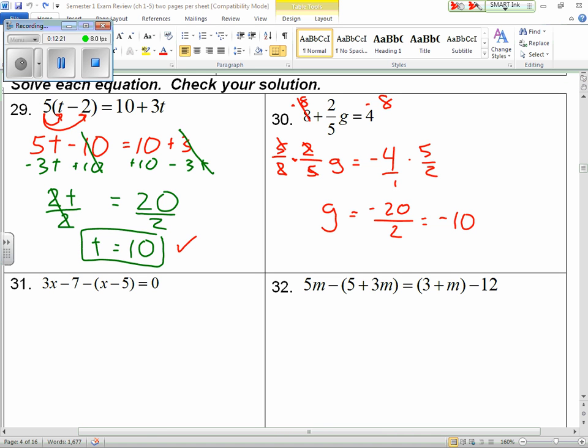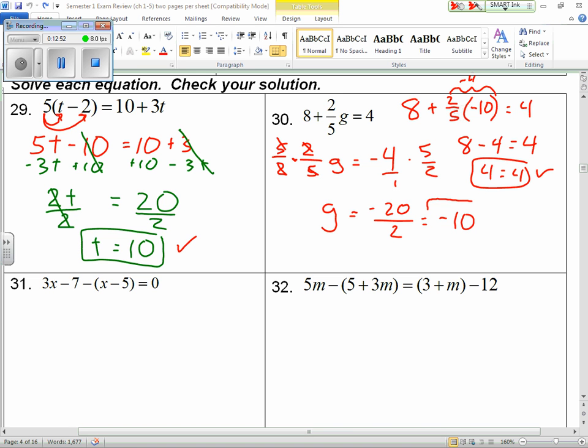Let's plug it back in and see. Is 8 plus 2/5 of -10 equal to 4? Well, what's 2/5 of -10? Tap it in your calculator. You should get -4. So you should get 8 minus 4. Does that equal 4? Yeah, 4 equals 4. So it checks out. So we're sure that g equals -10.